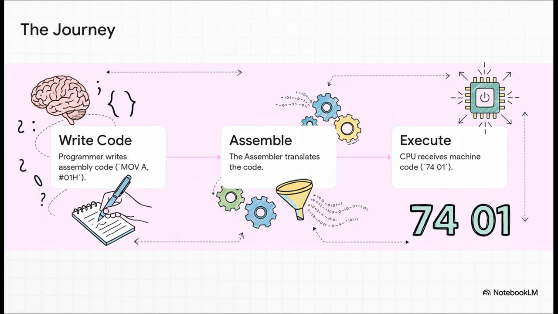Step 1. A programmer writes a line of code that we can actually read, something like MOV A, #01H. Step 2. A special program called an assembler takes that line and translates it. And finally, step 3, the CPU gets the final product, the pure machine code, which in this case is 7401. The human idea has finally become the machine's language.